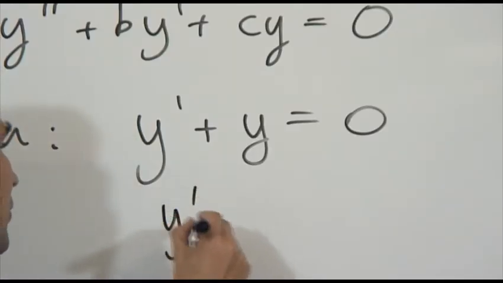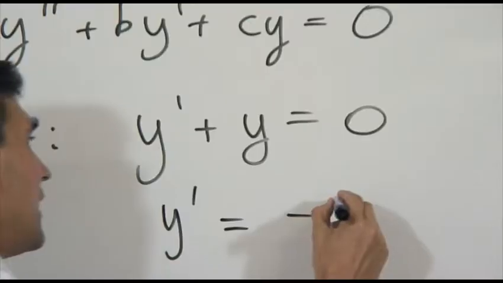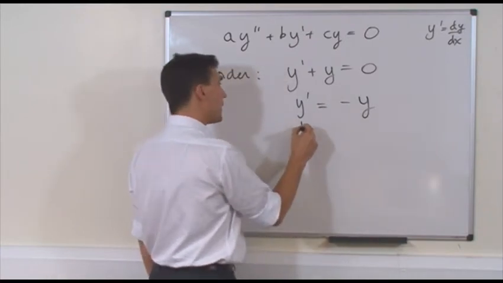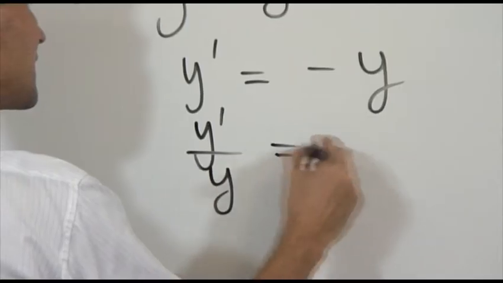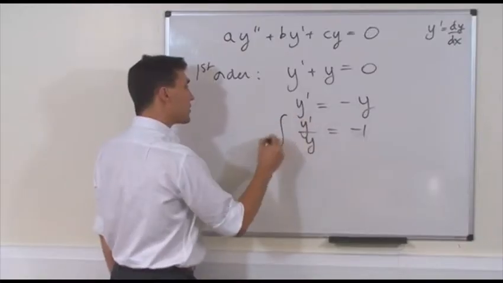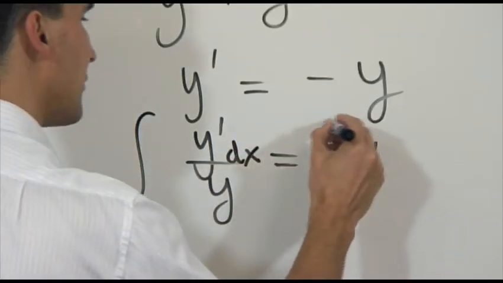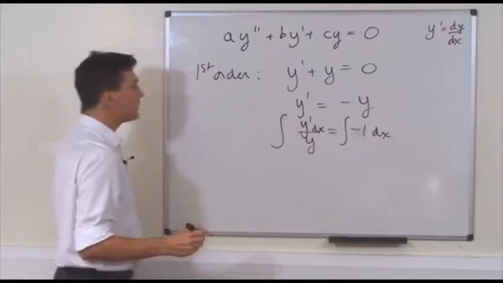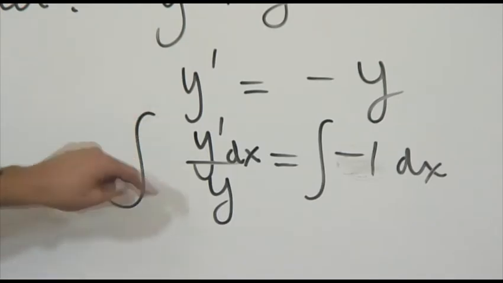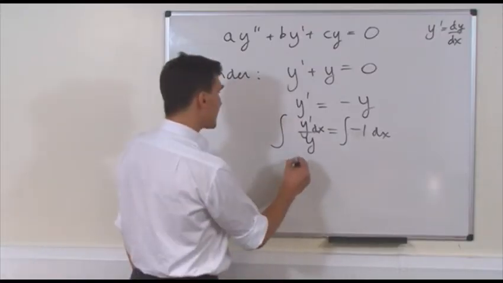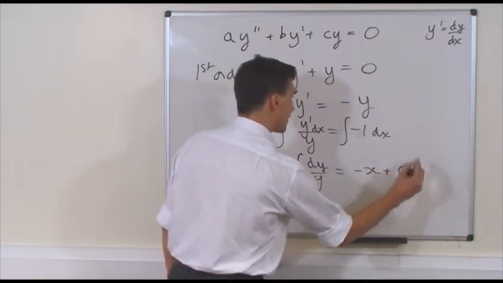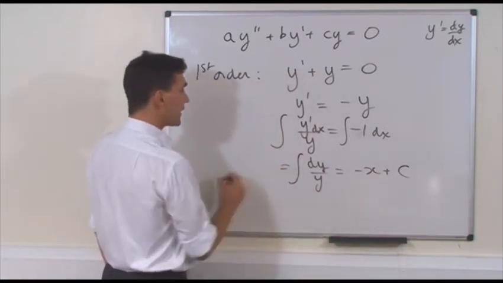We solve it, well, one way you can do it is bring the y over to the other side. That's y prime equals minus y. We can divide by y: y prime over y is equal to minus 1. And now we integrate both sides with respect to x. So that's the integral of minus 1 dx on the right-hand side. Now, y prime is dy by dx. So dy by dx becomes dy, and this integral becomes dy over y is equal to minus x plus a constant. Dy over y, that's an integral we can do.